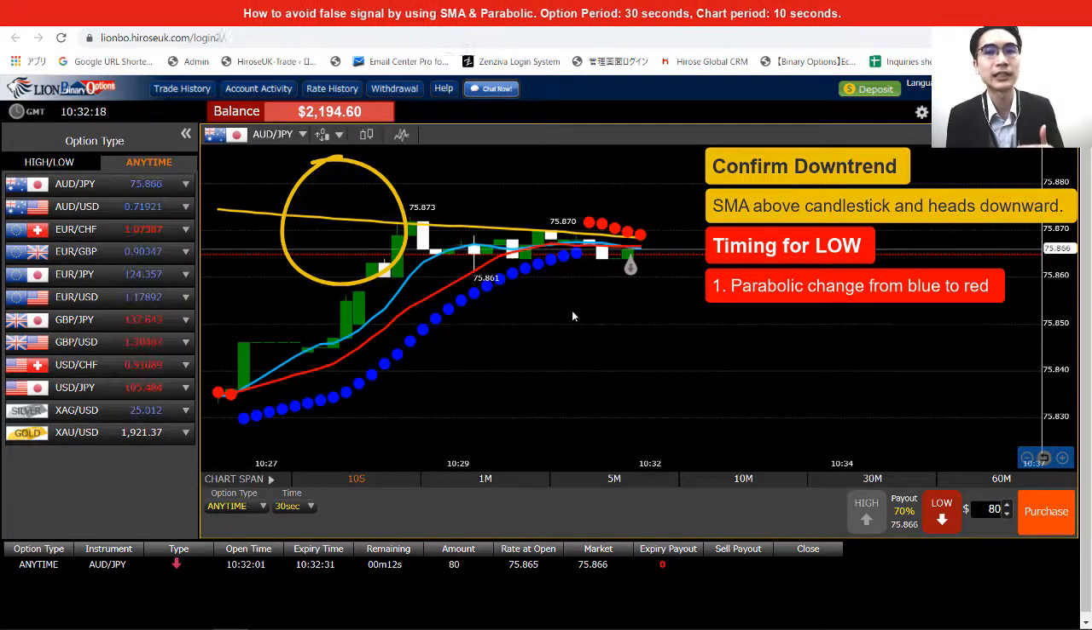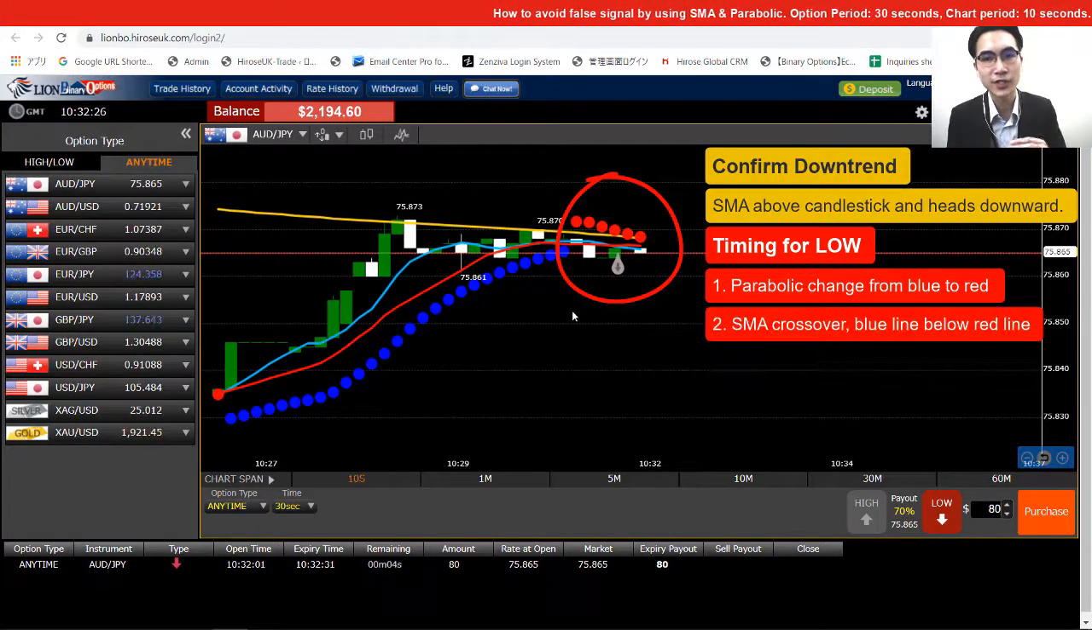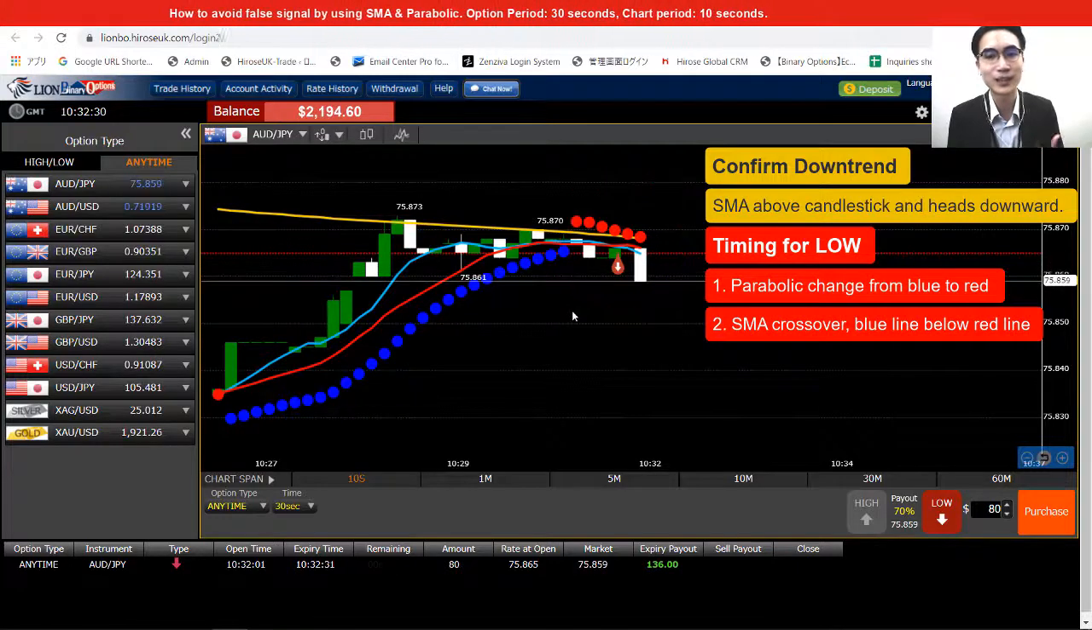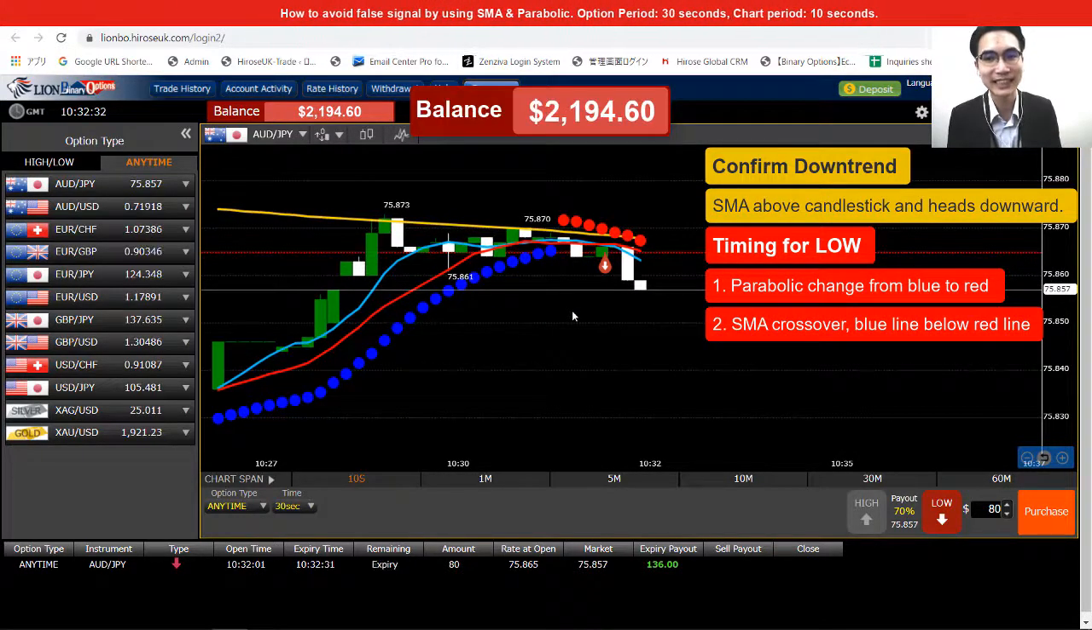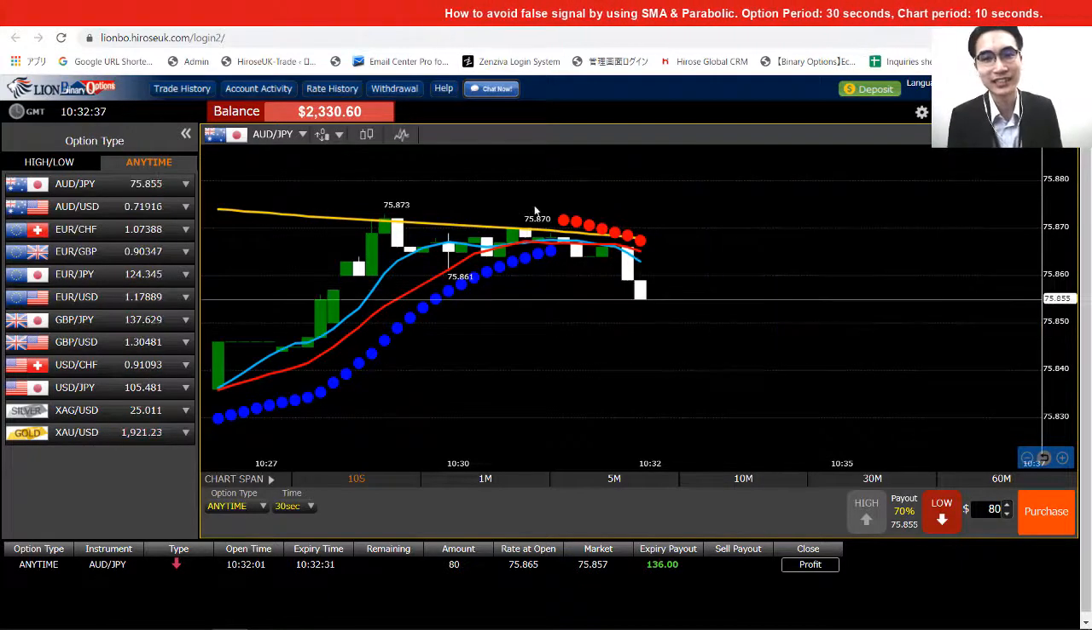So now you see this yellow simple moving average is on top of the candlestick, and then the parabolic changed from blue to red, and then the simple moving average crossover, the blue line is now below the red line, and that's why I opened that position there. And it is a clear win and is ending in profit.